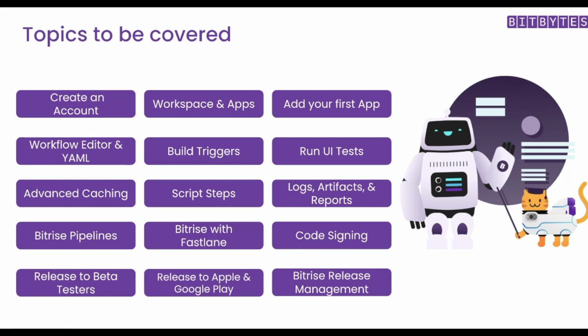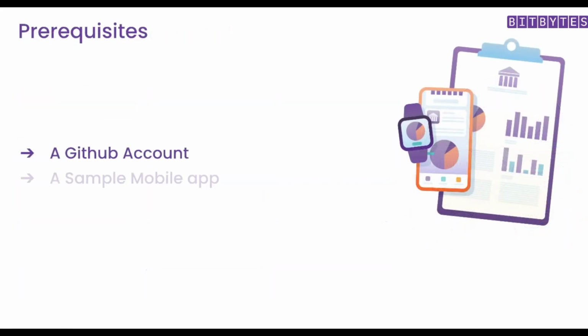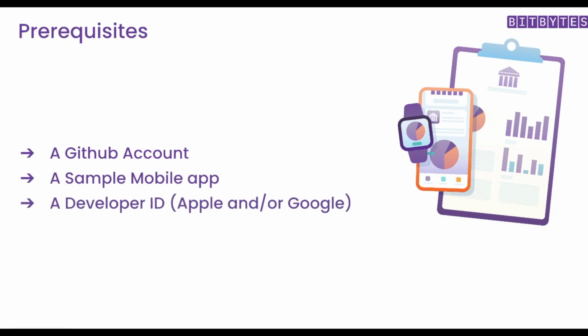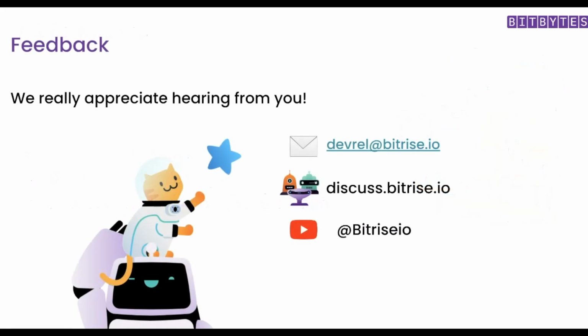Whether you're a solo developer or part of a team, you'll find that the principles and practices we cover in this series will help you deliver better mobile apps with confidence and ease. Now, to join us on this adventure, you'll need a Git service account like a GitHub account, a sample mobile app, and a developer ID for Apple and or Google to submit your apps to the App Store.